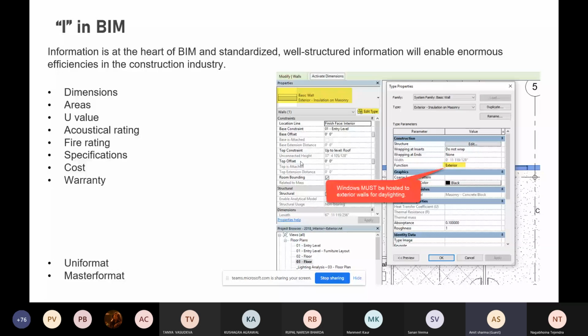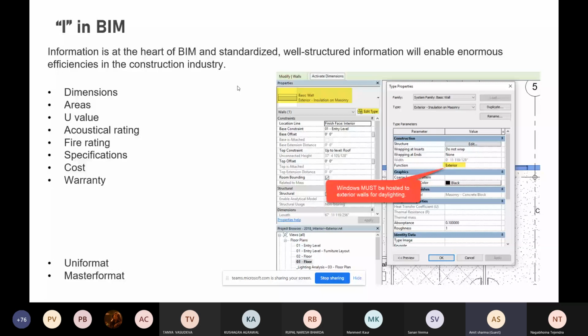Here I have an example of the kind of information that is attached to a wall. It's a screenshot of Revit. If you see here in the parameters, we have its dimensions, its areas, its U value, its acoustical rating, fire rating, and specifications. All this data makes it very easy and very efficient to use.